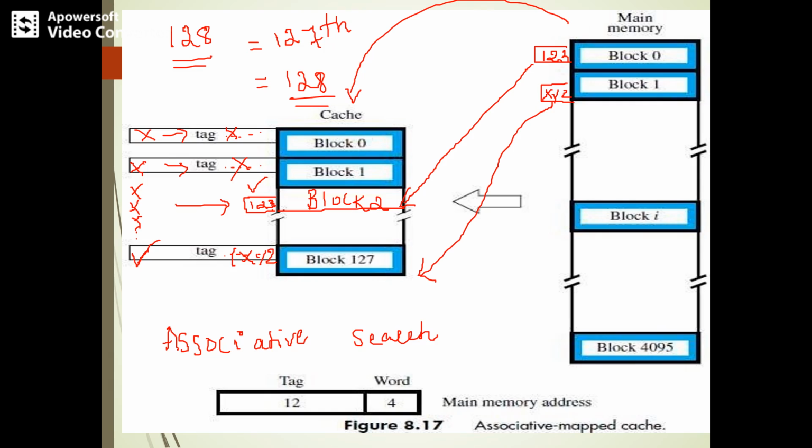The drawback of direct mapping is the contention problem. The drawback of associative mapping is the associative search, which takes longer to search the tag bits. In order to overcome these two drawbacks, we can adopt one more mapping function, called set associative mapping. It is an advanced technique that overcomes both the contention problem and the associative search problem.